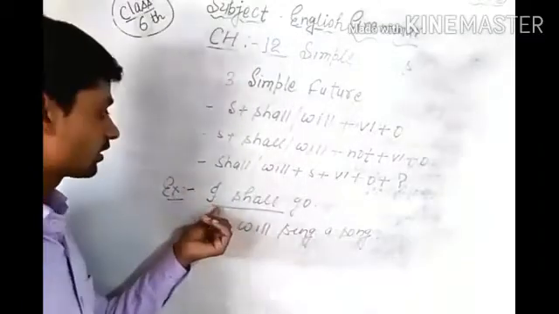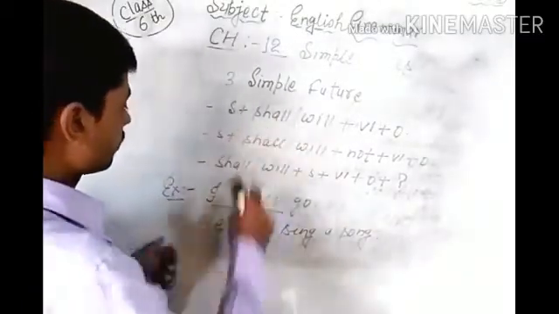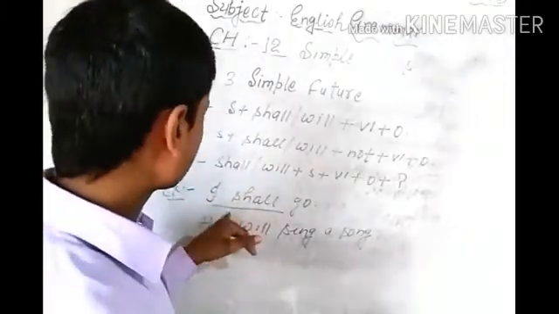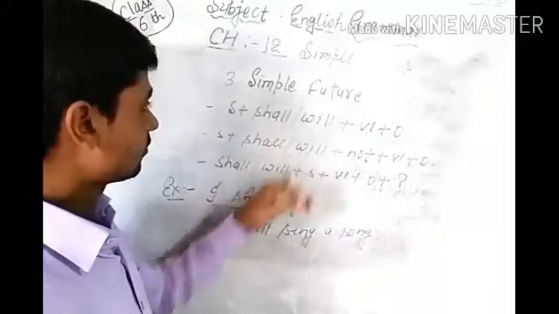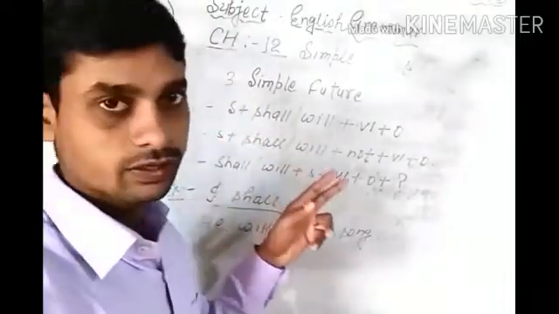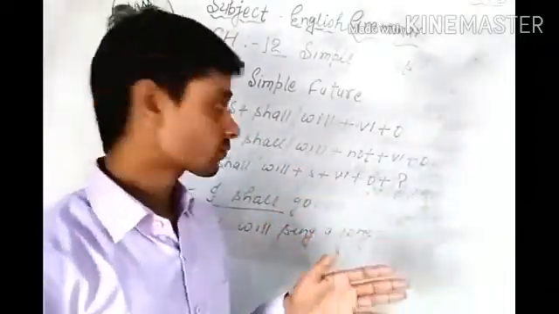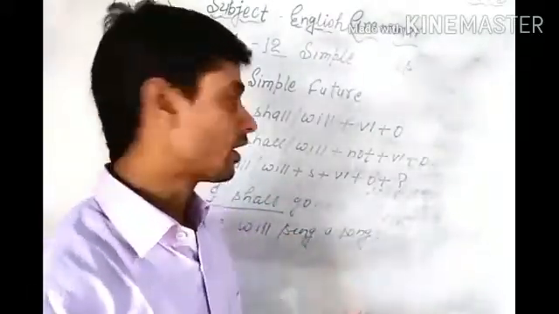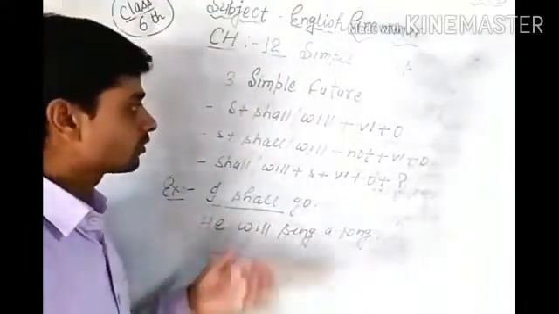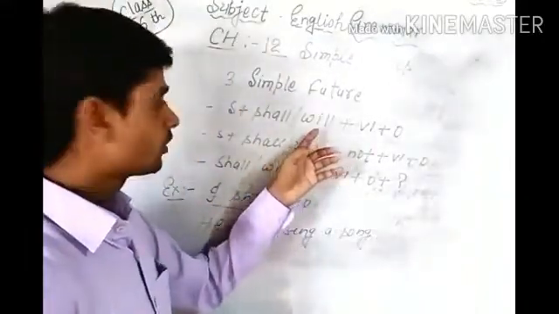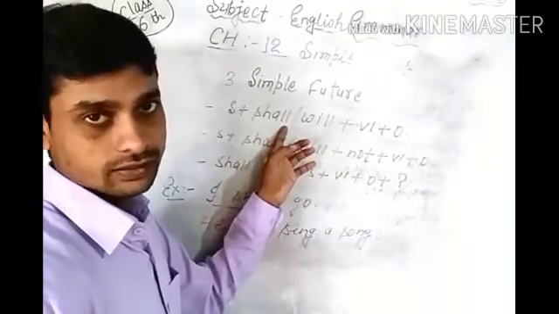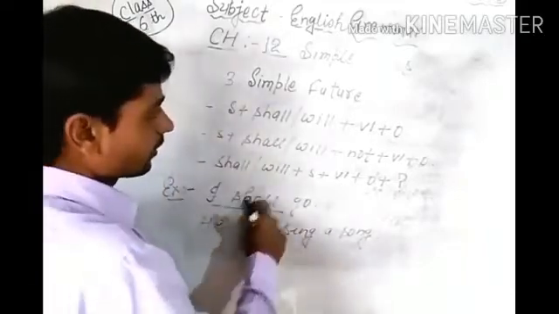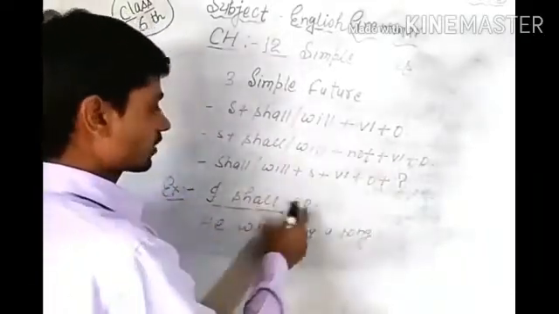Just see the example. Affirmative, according to the structure: first I have written I, and after that shall or will. Students, there are two options given. Already you know what is the use of shall. Only shall is used for I and we. For the rest of the nouns, will is used. So: I shall go. Subject, shall, and after that you write verb 1. I shall go.